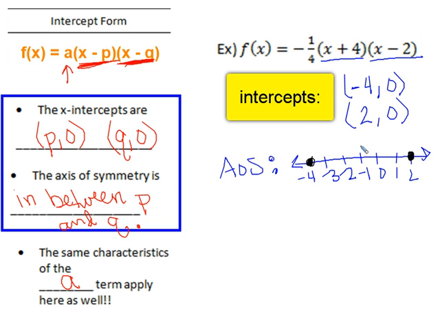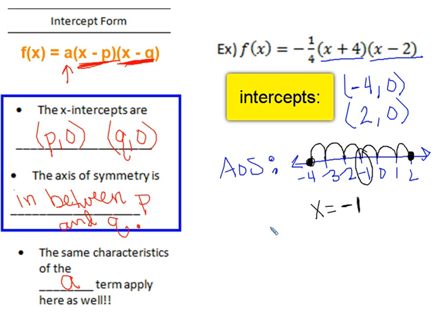So if I count in, maybe I'll go 1 tick here, 1 tick there, 1 tick there, 1 tick there, 1 tick there, and another one there. They both meet in the middle somewhere at negative 1. So we can say the axis of symmetry, remember it's an x value, is negative 1. Negative 1 is directly in between negative 4 and 2. So there's my axis of symmetry.